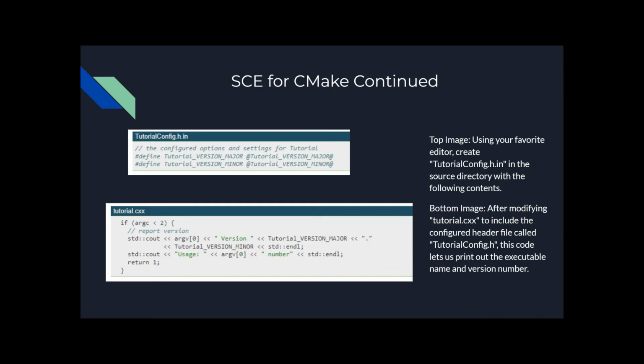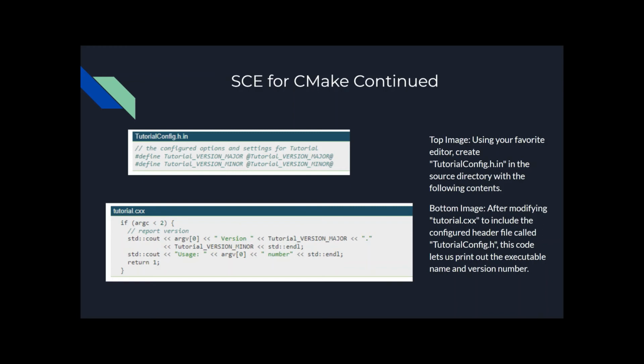Simple code example for CMake continued again. Top image: using your favorite editor, create "TutorialConfig.h.in" in the source directory with the following contents. The bottom image: after modifying tutorial.cxx to include the configured header file called TutorialConfig.h, this code lets us print out the executable name and version number.